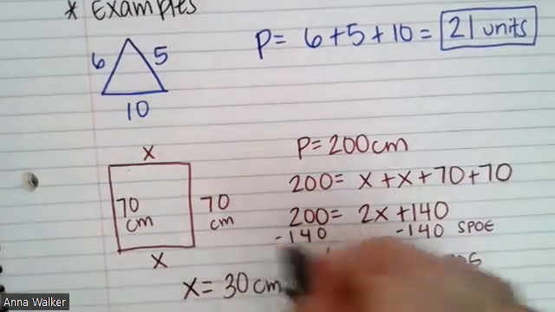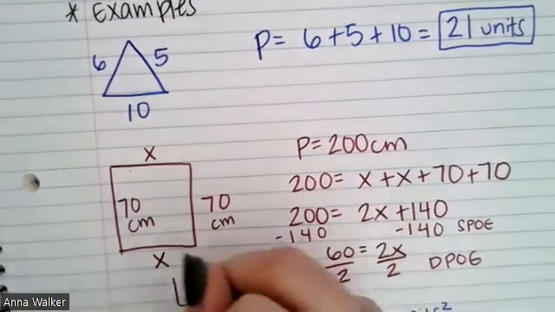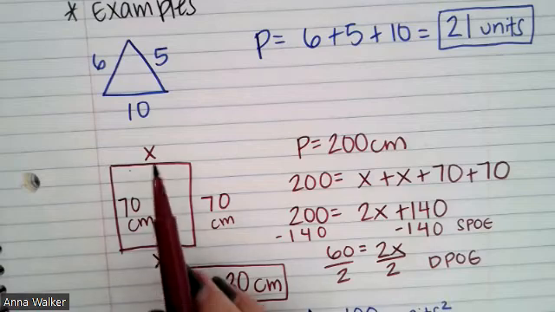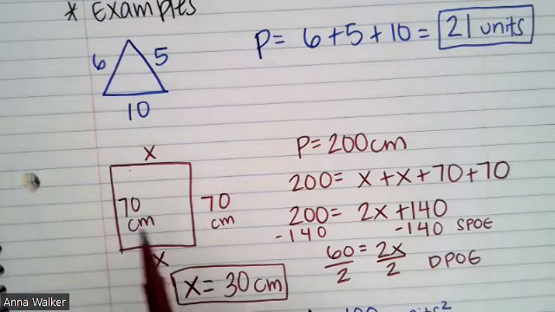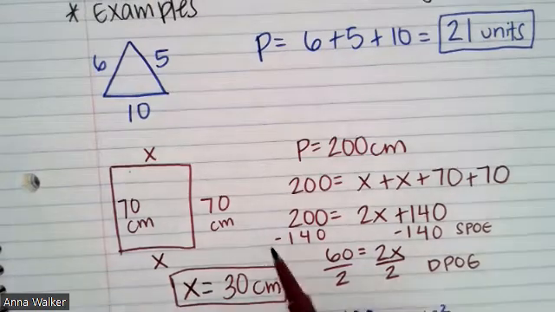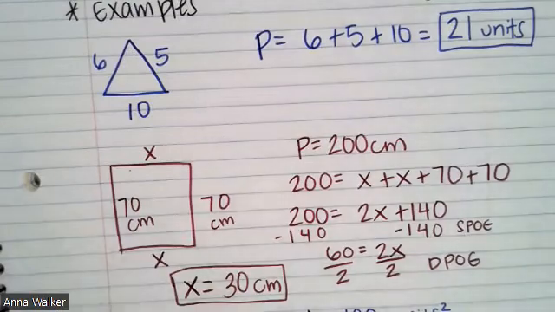And our units are centimeters. So the width of this rectangle is going to be 30 centimeters. If I go back and plug that in, 30 plus 70 plus 30 plus 70 should make 200. So this is a case where they tell us what the perimeter is, and we have to set up an equation to solve.